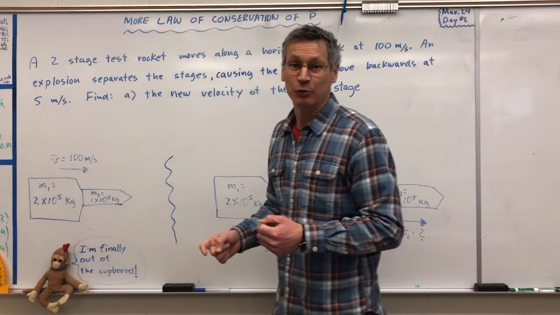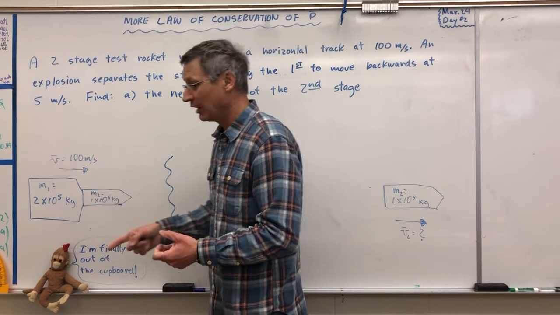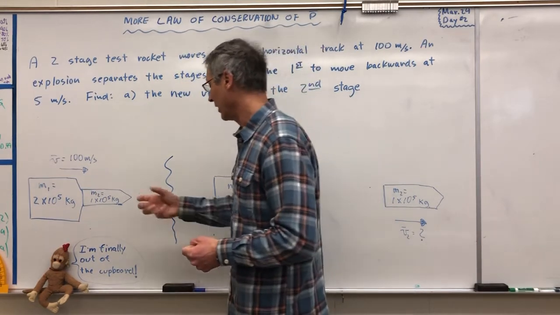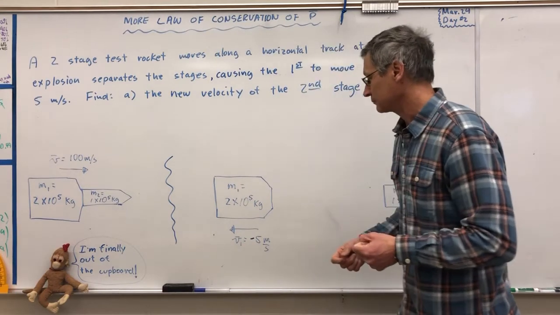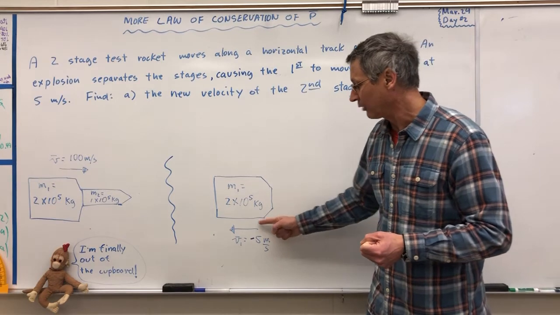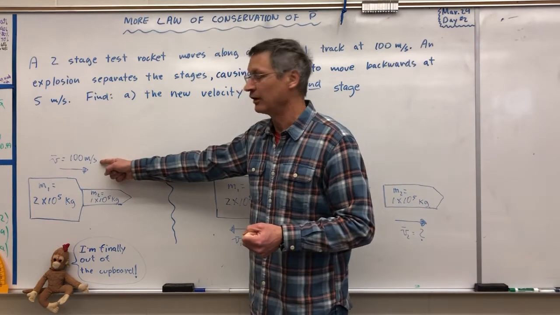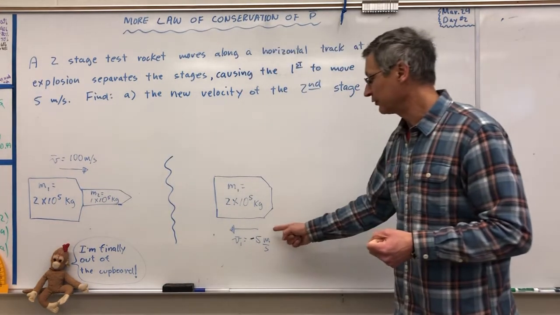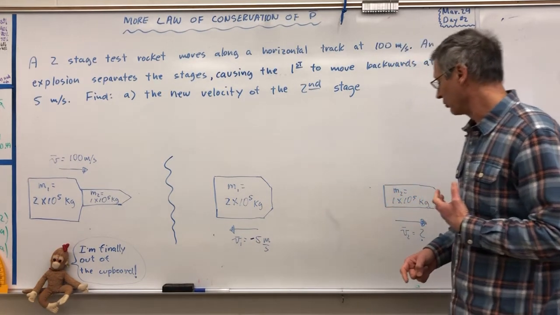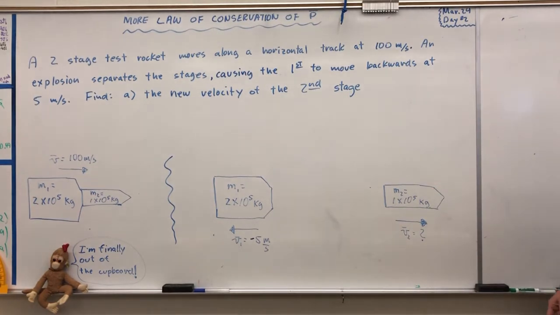And then an explosion takes place, and it's literally an explosion. There's some kind of a charge between the stages, and it's detonated, and the stages literally blow apart. And after the explosion, you can see the first stage is moving backwards at 5 meters per second. And notice, if this velocity is 100 meters per second to the right, this velocity to the left is going to be negative 5 meters per second. And of course, what we want to find out is the new velocity of our second stage here.